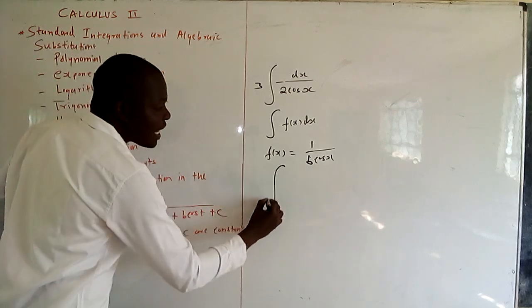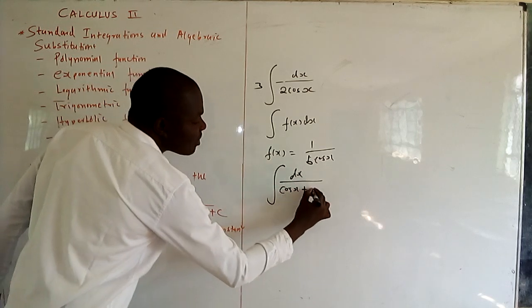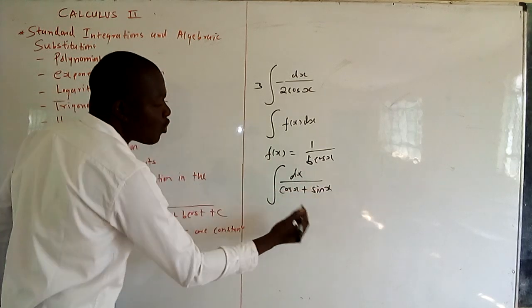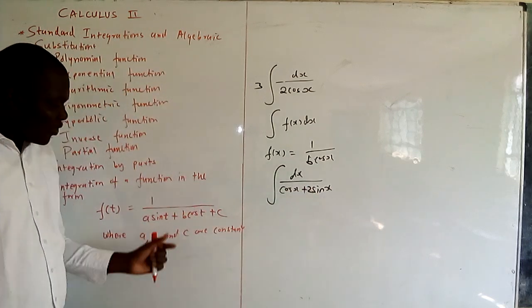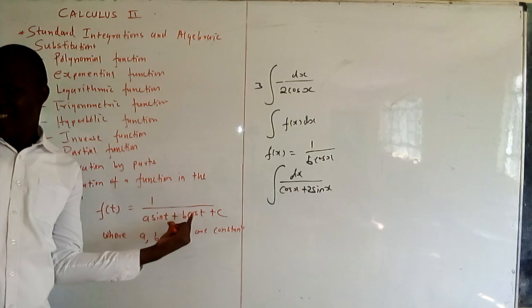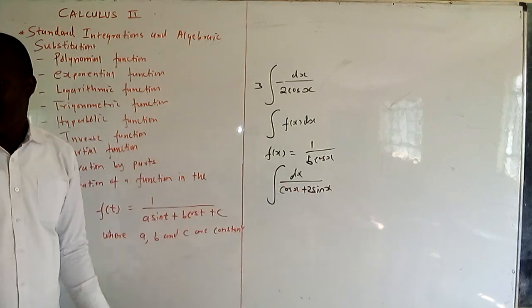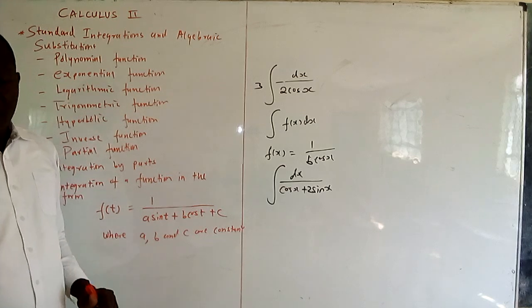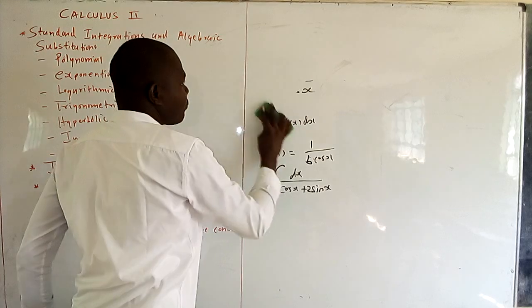Because somebody will come again and give you integrate dx over cos x plus sine x, or over cos x plus 2 sine x, isn't it? All those are functions in this form. It's only the variable we change. They can be t, they can be x, they can be theta, they can be anything, isn't it? Very common. That case is very, very common.